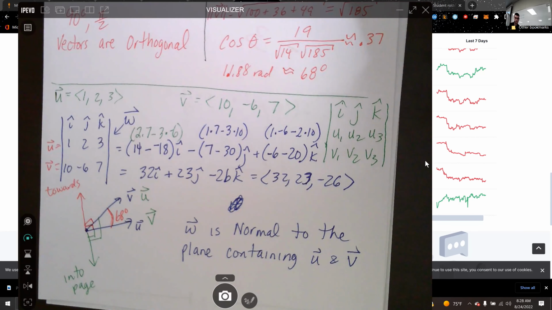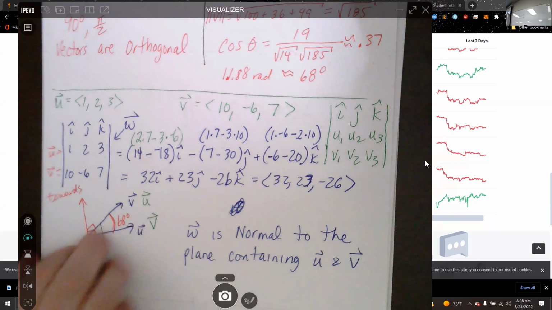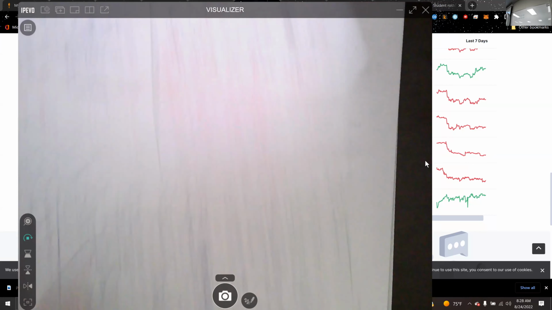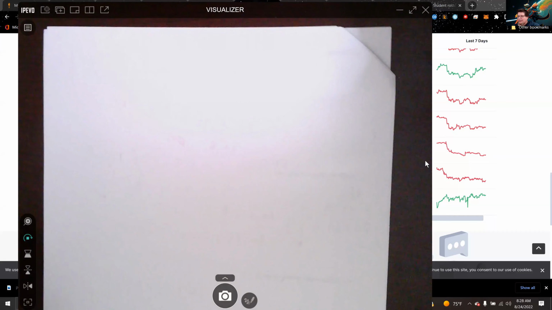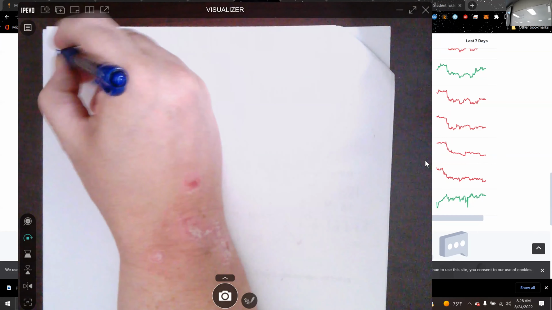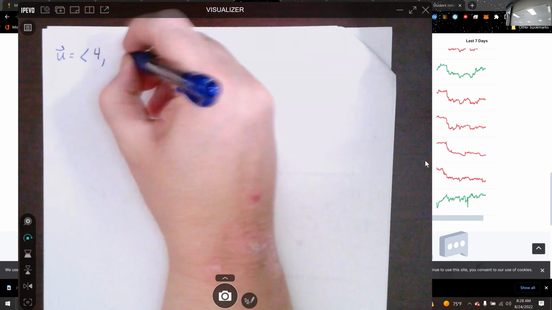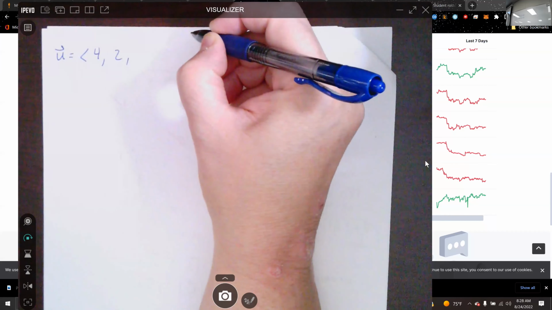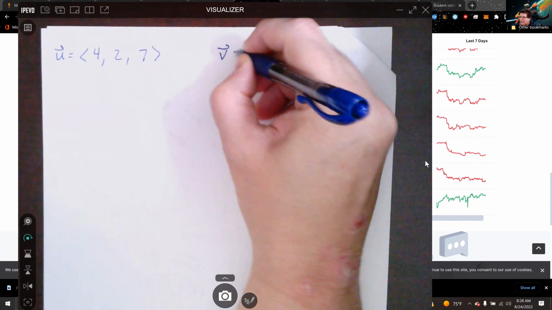Are you gonna do another example? I can, if you guys want another example. You guys want another example? All right, go ahead. I'm gonna let you guys tell me what the vectors are. Let's pick two vectors. They gotta be 3-dimensional. All right. What will be vector U? All right, pick a number, everybody. 4, 2, 7. Somewhere around there.